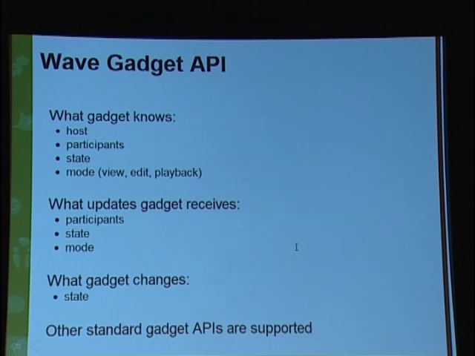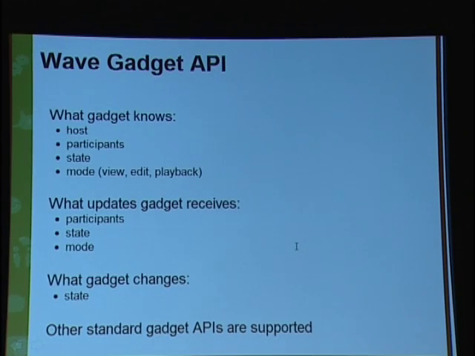In the Wave Gadget API, what does a gadget know about the wave? First of all, it knows the host. By host, we mean the person or participant who added the gadget. It knows all the participants with their addresses, real names and pictures. And the gadget uses its own state to store information. The state is synchronized across all the clients.